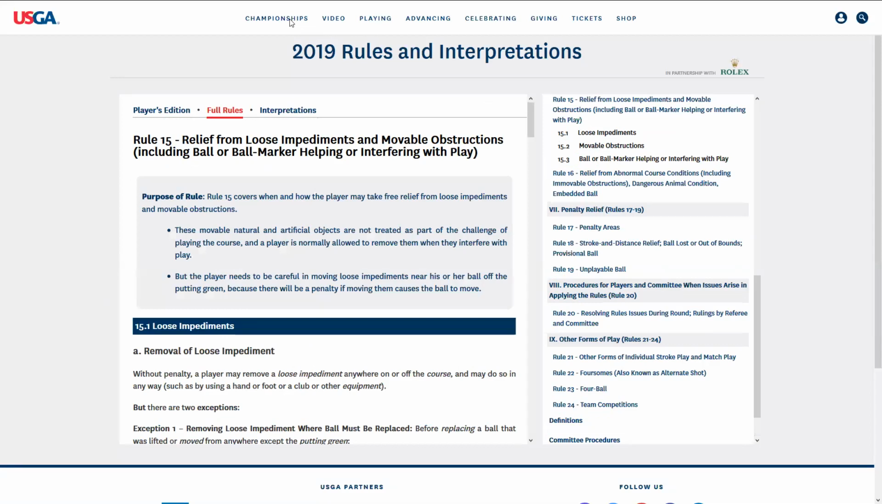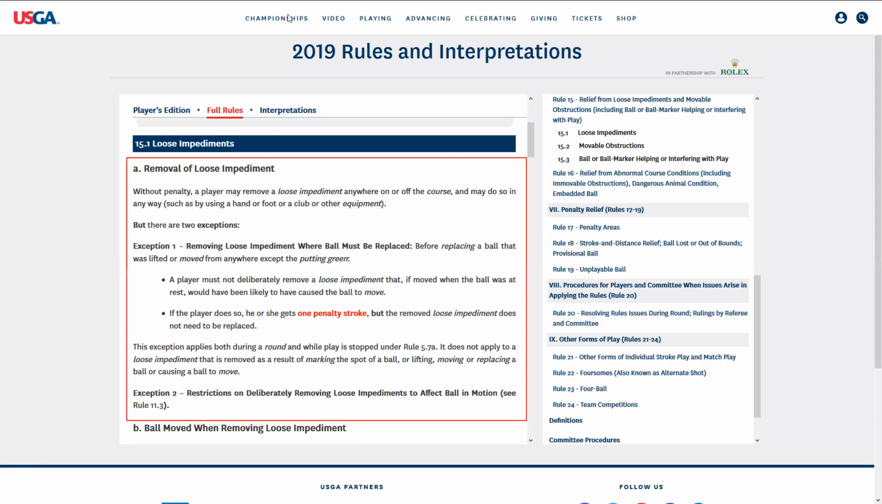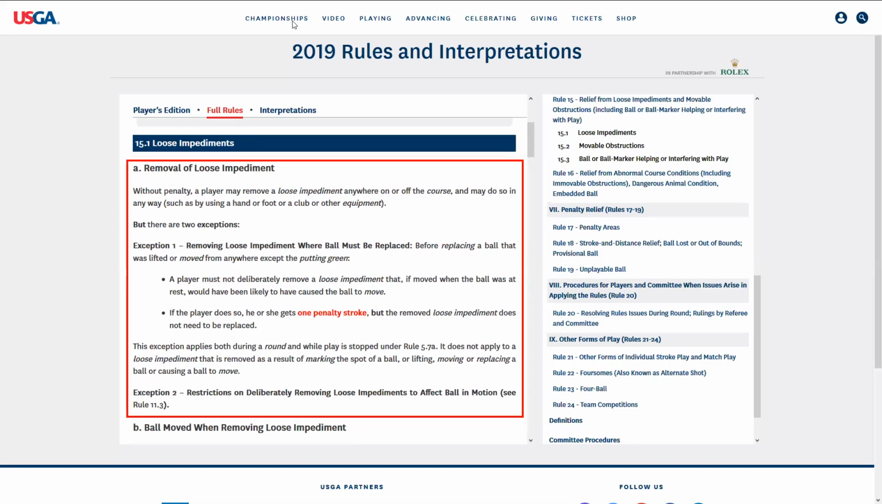Without penalty, a player may remove a loose impediment anywhere on or off the course and may do so in any way, such as by using a hand or a foot or a club or other equipment. So this is a big change. Loose impediments may be removed anywhere, and you can do it in any manner. So if the bunker is loaded with leaves, and you're out at University Ridge in October for the girls' tournament, can the player take a rake and get the leaves out of there? The answer is yes, if the action's reasonable.